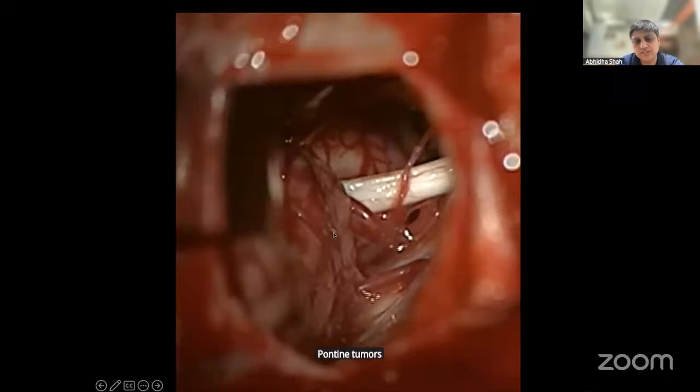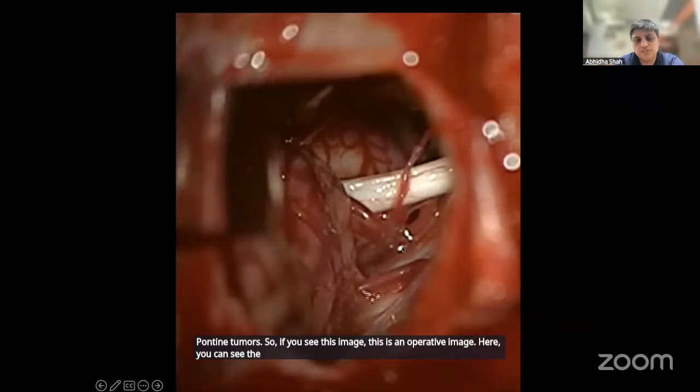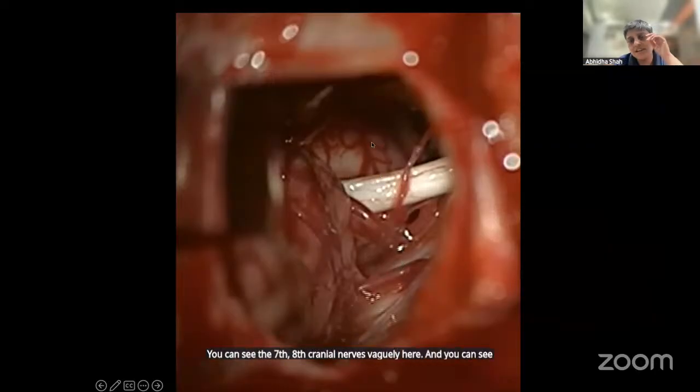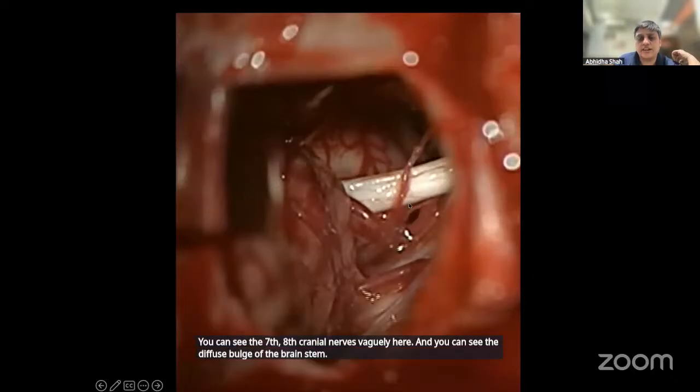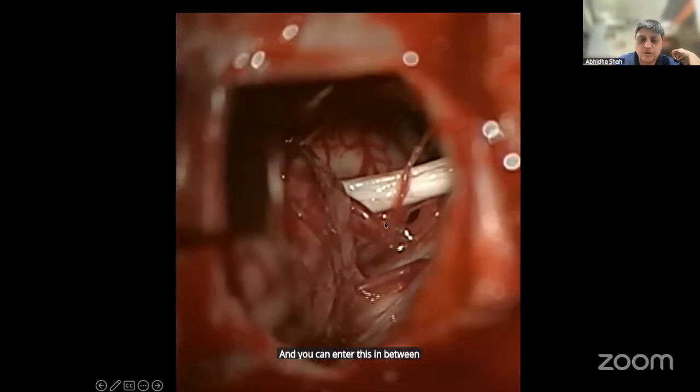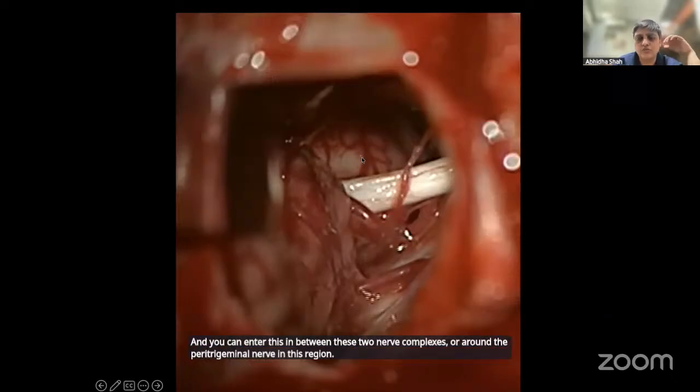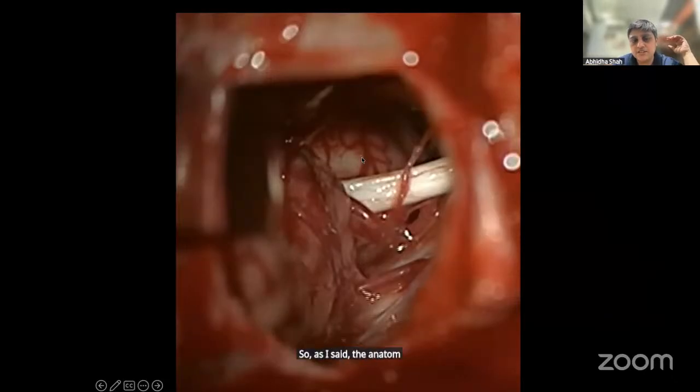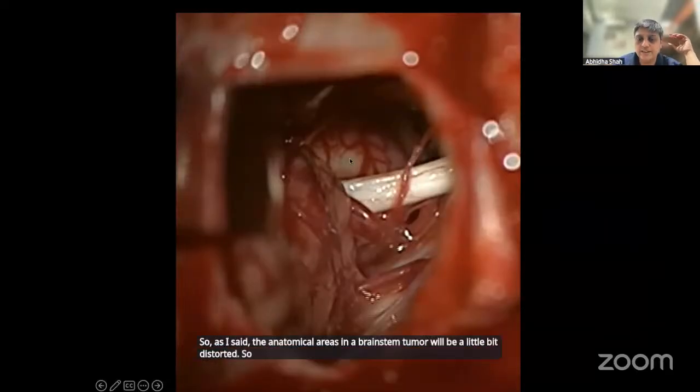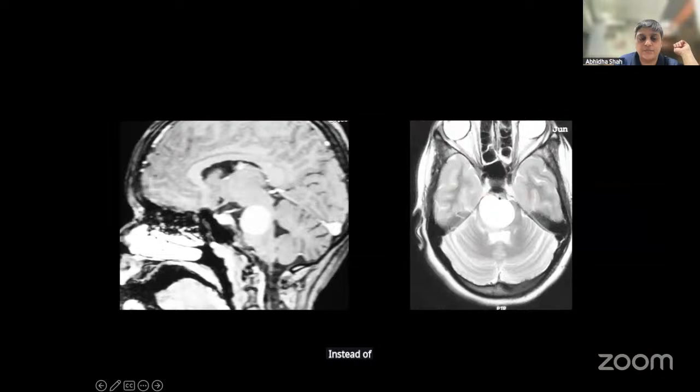If you see this image, this is an operative image. Here you can see the fifth cranial nerve. You can see the seventh, eighth cranial nerves vaguely here. And you can see the diffuse bulge of the brainstem. You can enter in between these two nerve complexes or around the peritrigeminal nerve in this region. As I said, the anatomical areas in a brainstem tumor will be a little bit distorted. So if you find a diffuse bulge and you find it is safe to enter, it is best to enter from that trajectory instead of looking for landmarks.